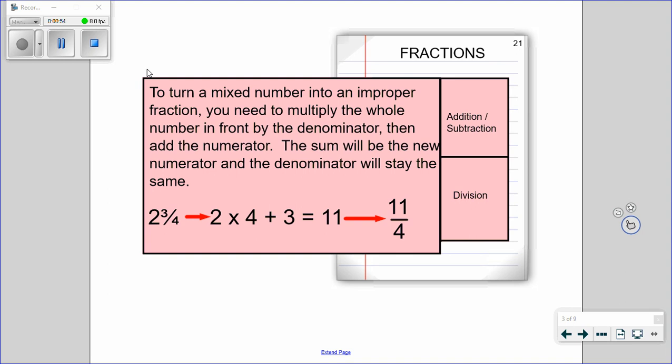So you can see 2 3/4, we multiply 2 times 4. Then we add 3 to get 11. Then we put 11 as the numerator. The denominator stays 4, so 2 3/4 is 11 over 4.